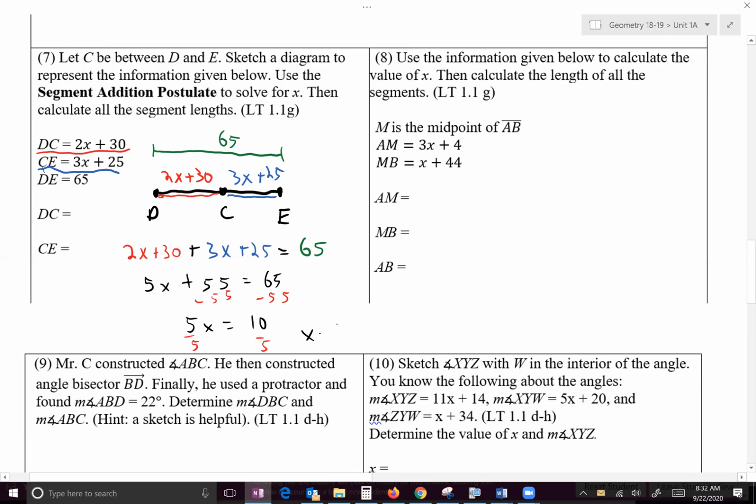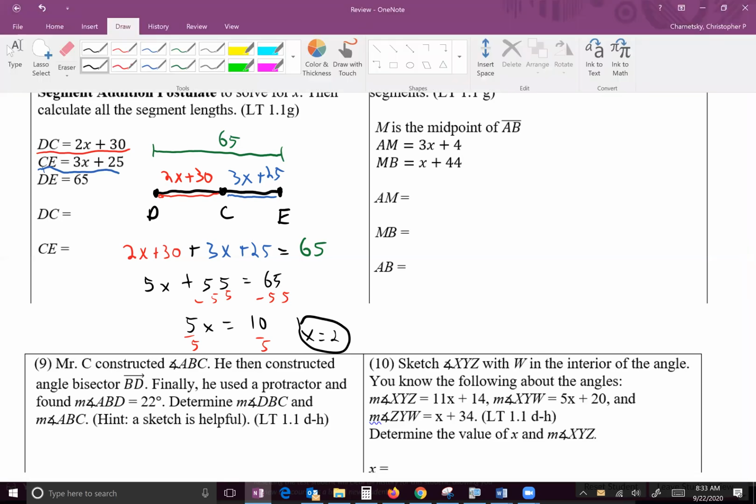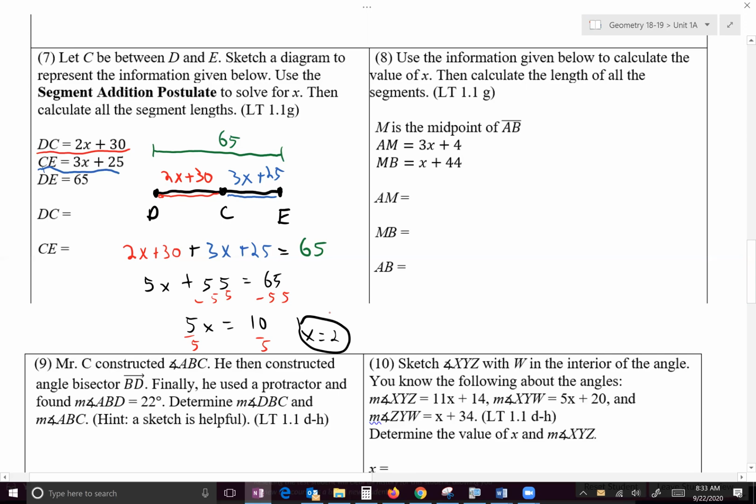Okay, so this is not my answer though. They want DC and CE. It means I have to plug that x equals 2 back into these 2 parts, which is a good idea anyway, because we can mess things up. If you guys watched one of my videos, I made a big mistake on one of them, but I caught it by plugging it back in. So I plug that in here to DC. Well, we'll bring it over here. So we'll do it up here.